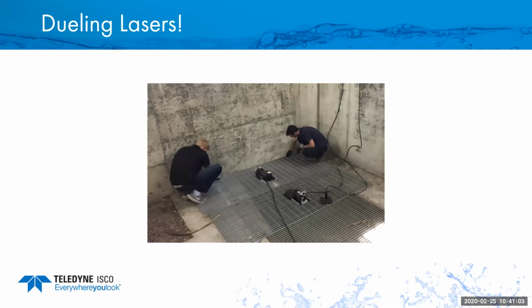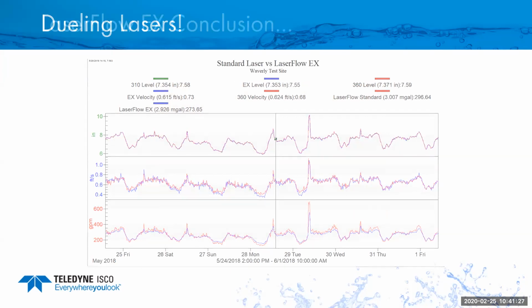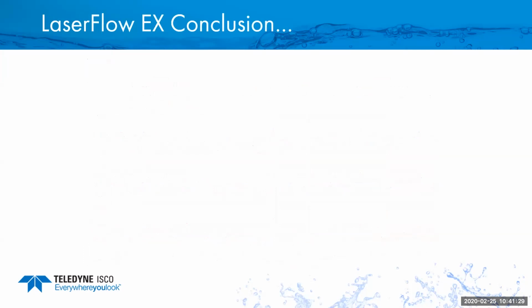And we did a lot of testing comparing. Again, I call it dueling laser. You have a non-EX and an EX laser head-to-head. This is what the data look like from those. So you'll see the standard laser, the top pane is level. Second is velocity. The third is flow rate. So you can see that they're almost mirror image of each other. So we've seen no difference really in the accuracy between the two.